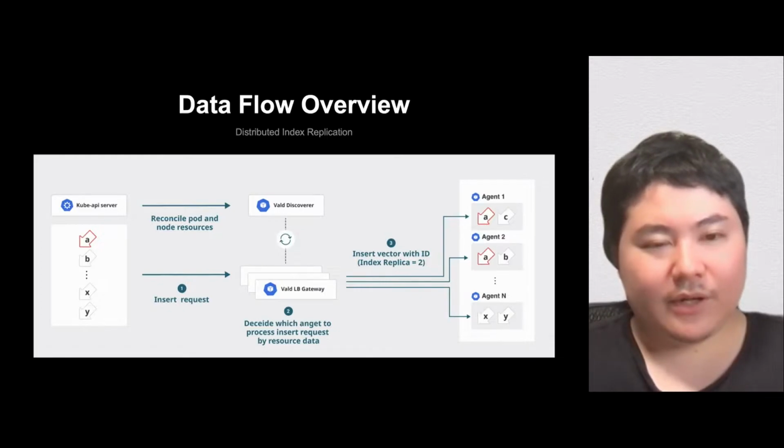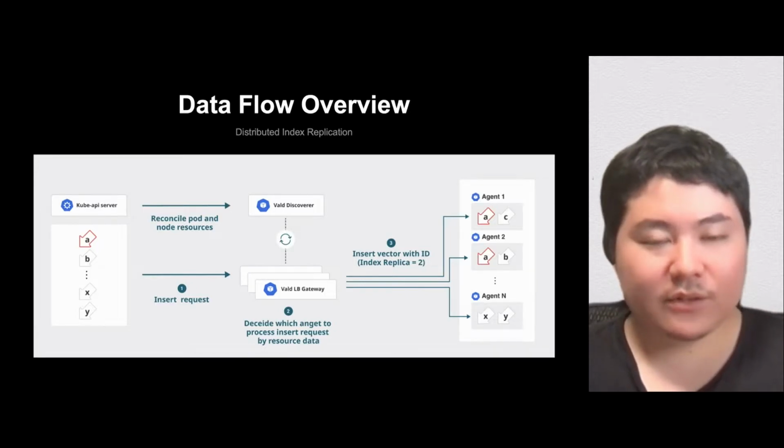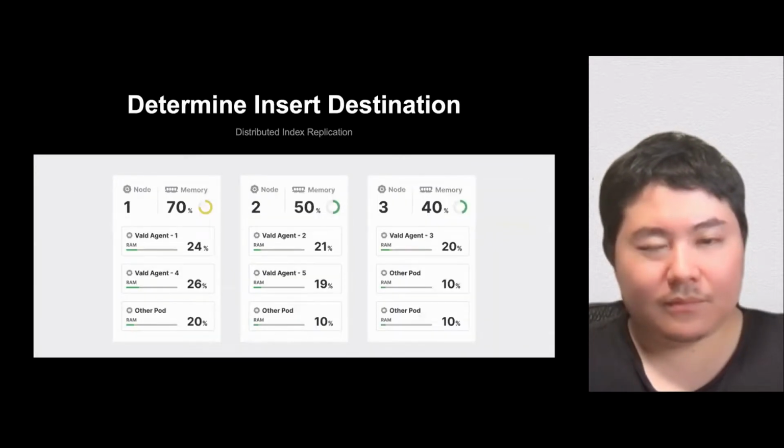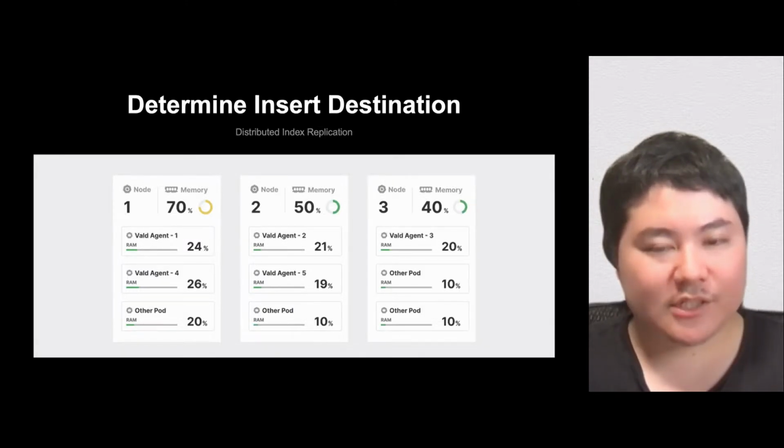And the LB gateways, which accepted this indexed data, make an insert as a replica for one of the agent pods. Now I'd like to tell you how the index destination is determined by LB gateways. We'll use the example of agent pods in the Vald cluster running on 3 nodes.